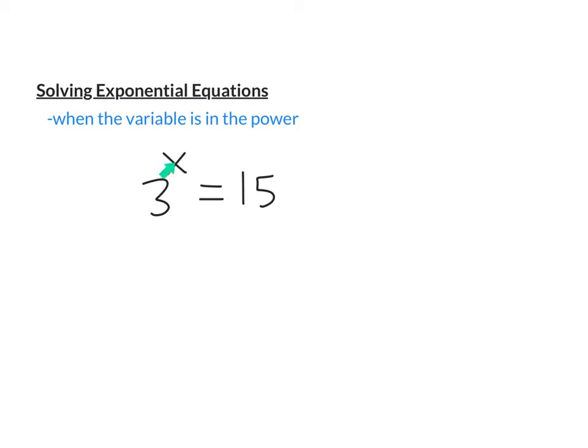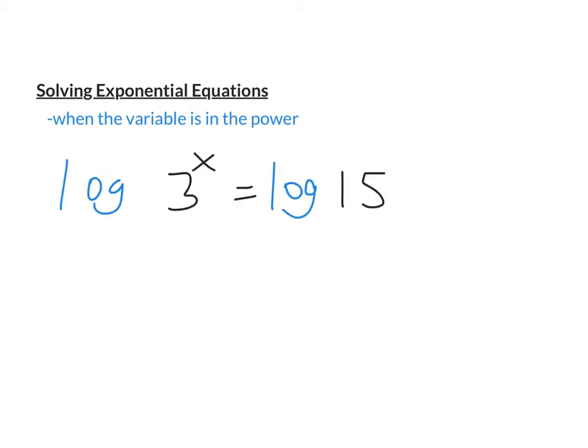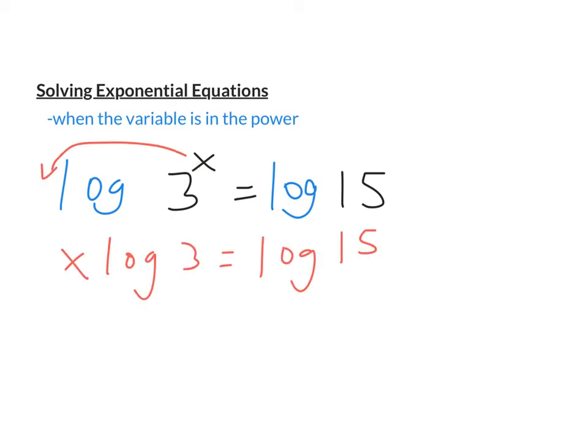power down is by using essentially one of the properties that we learned about in our previous section, that being the power property. So what we're going to do in situations like this to get this power down is take the common log of both sides. Okay, and what this does for us is it allows us to take this power and bring it down in front using the power property. So now this is x times log of 3 equals log of 15.